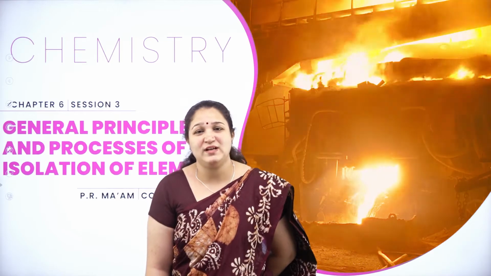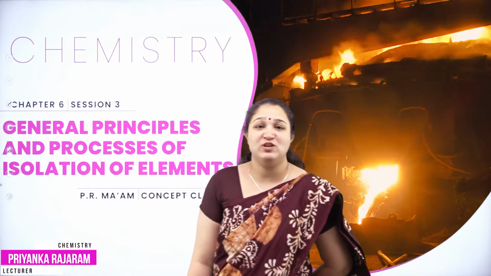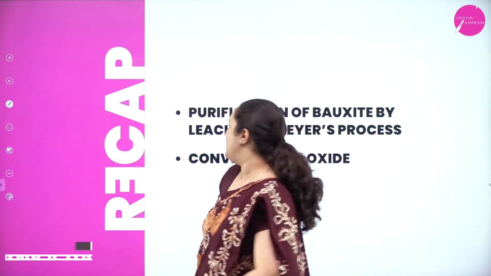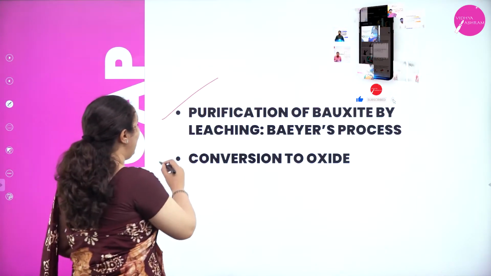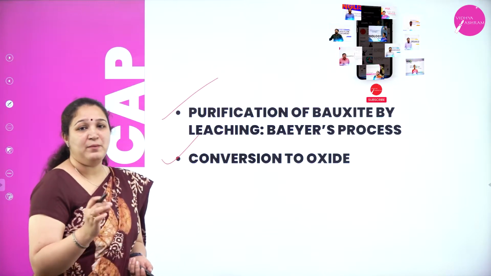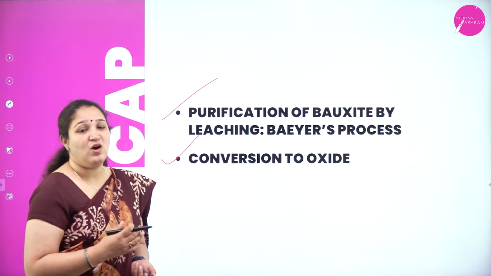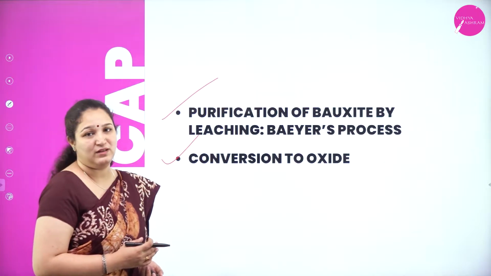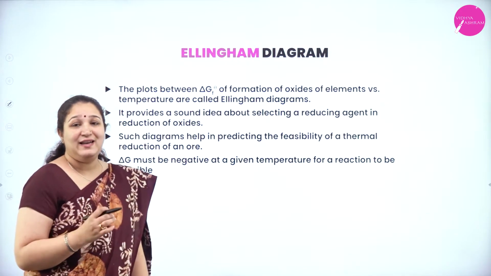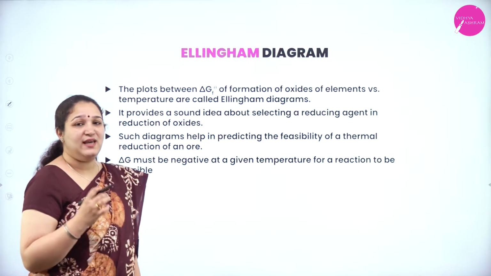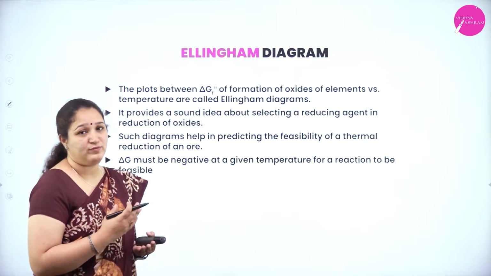Hello my dear students, welcome back to session 3 on the chapter General Principles and Processes of Isolation of Elements. Last class we studied about the purification of bauxite by leaching, that is Bayer's process, and we learnt about the conversion to oxide by roasting and calcination. Also, I had explained about the thermodynamic principles of extraction of a metal, isn't it? Now, we'll continue with the same topic, that is Ellingham diagram. You need to understand the Ellingham diagram so that you will understand the basic principle of extraction of the metal.